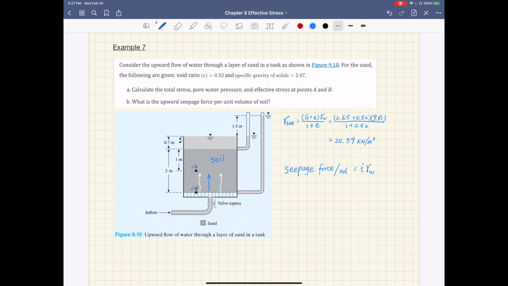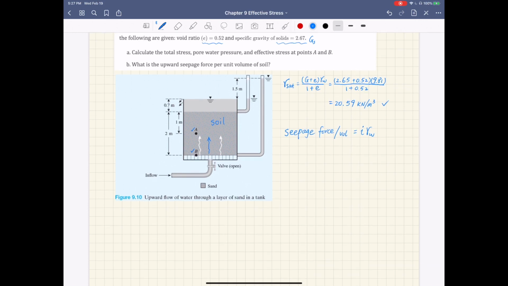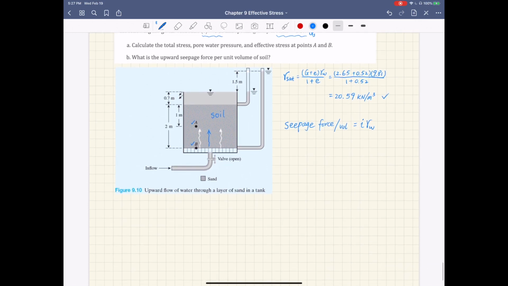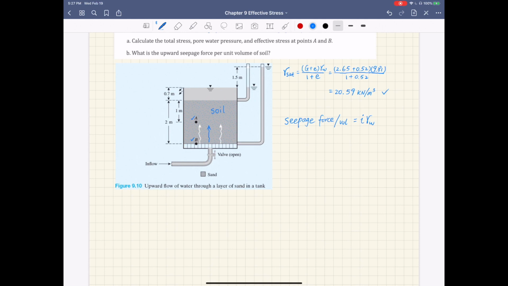So for this sand layer, we are given void ratio e of 0.52 and specific gravity, which is Gs, of 2.67. Using the weight-volume relationship, we can calculate gamma saturated, and for this problem, the saturated unit weight of the soil is 20.59. Okay, so let's start the total stress calculation, pore pressure and effective stress at point A.